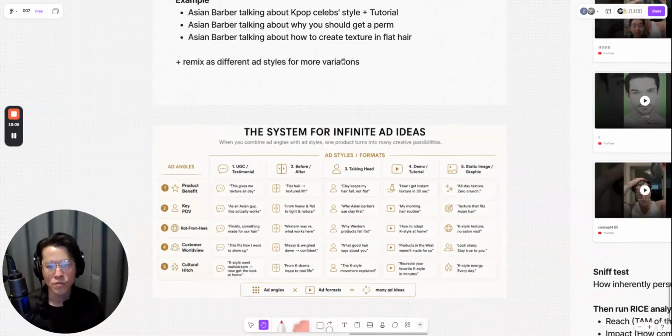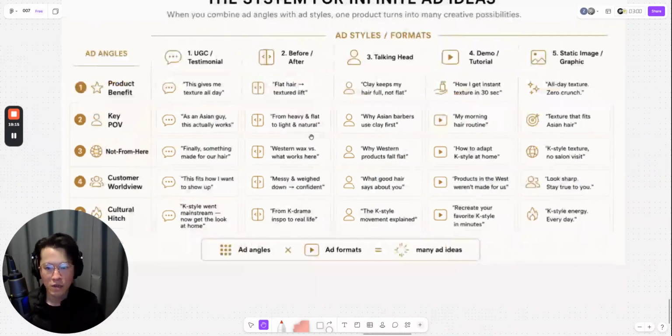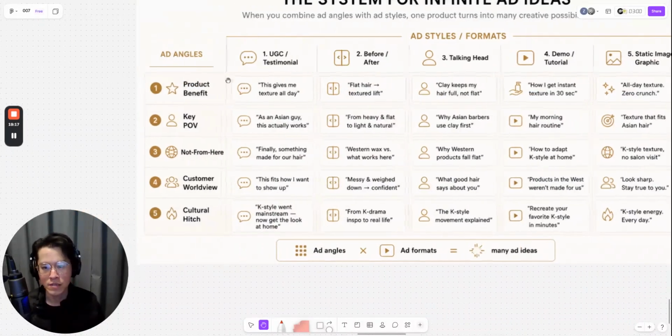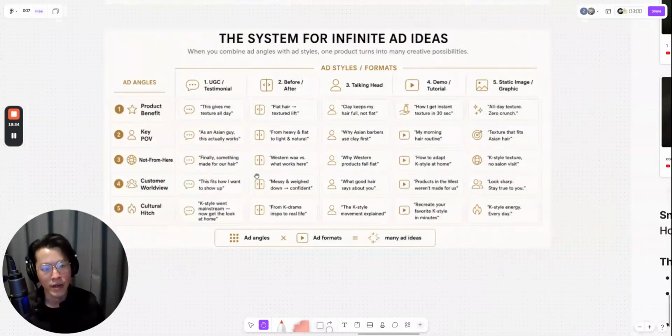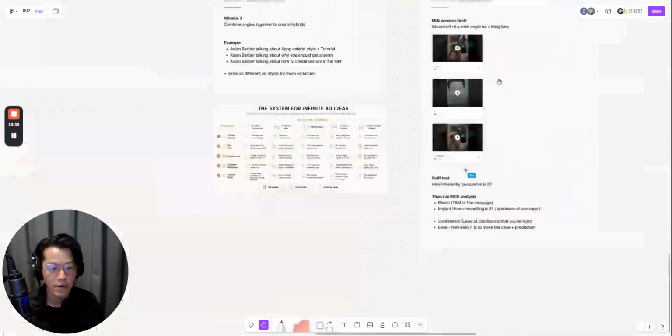And you can also remix these different hybrid angles with styles of content. So this is a little graphic here. So as you can see, this is the product-based angles, the key perspective-based angles, not from here angles, customer worldview angles. So all these categories of angles could be interpreted through different style formats, and that gives you many different options to create unlimited variations for these ads, right?